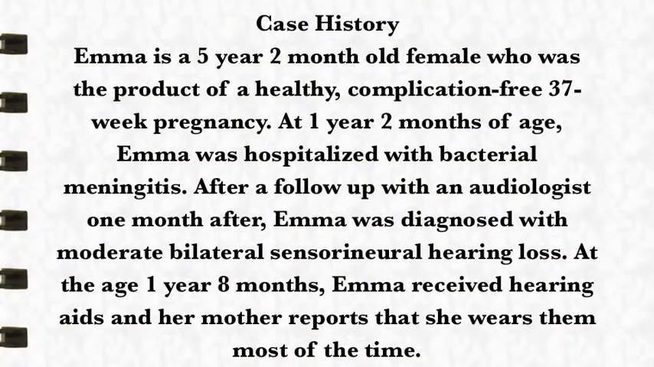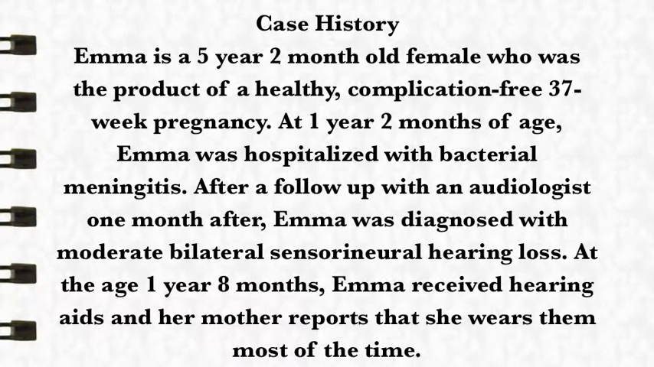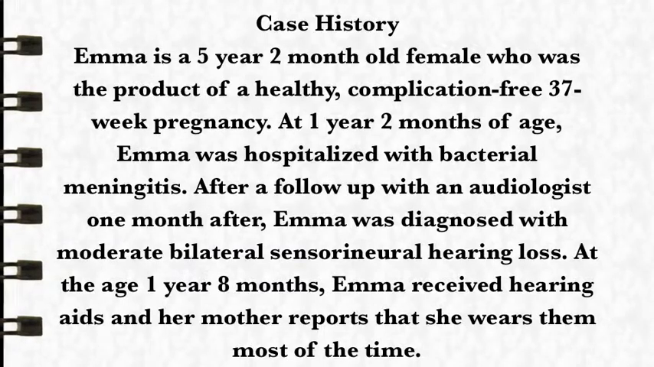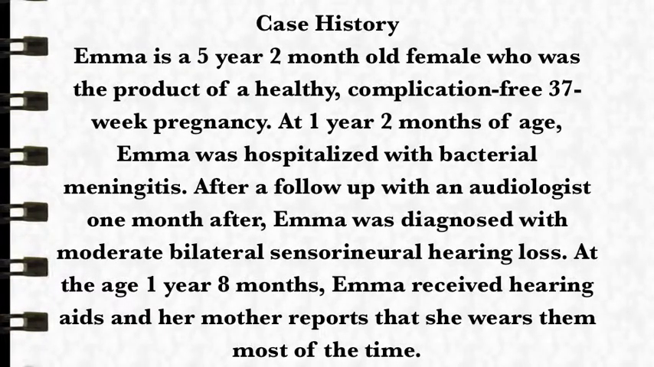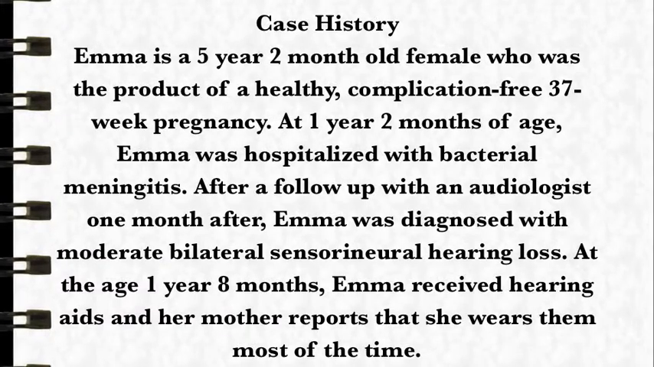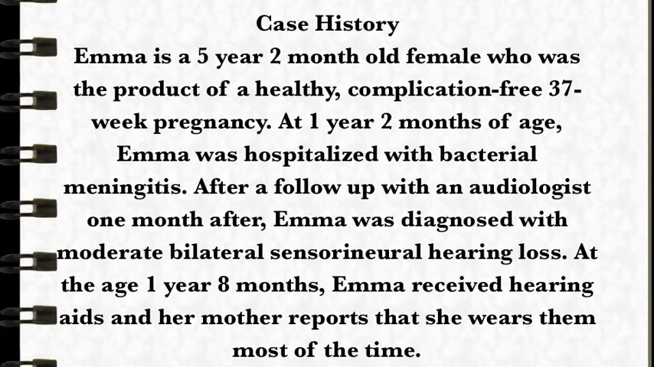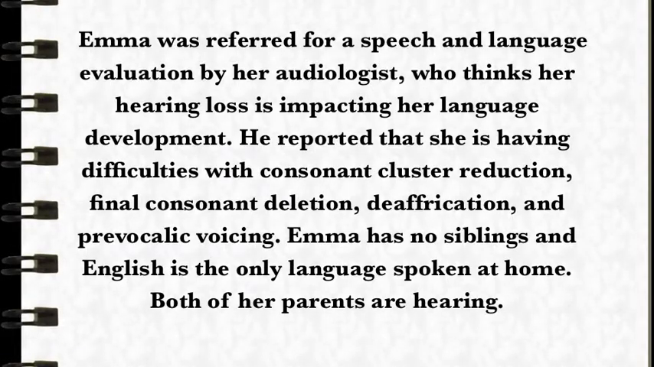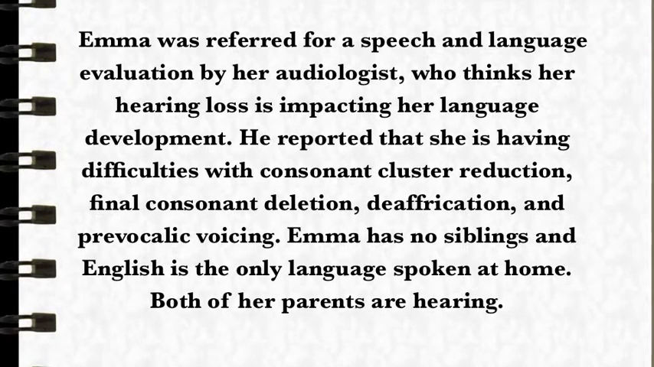Emma is a 5-year, 2-month-old female who is the product of a healthy, complication-free pregnancy. At 1 year and 2 months of age, Emma was hospitalized with bacterial meningitis. After a follow-up 1 month later with an audiologist, Emma was diagnosed with moderate bilateral sensory neural hearing loss. At 1 year, 8 months of age, Emma received hearing aids and her mother reports that she wears them most of the time. Emma was referred for a speech and language evaluation by her audiologist, who thinks that her hearing loss is impacting her language development.